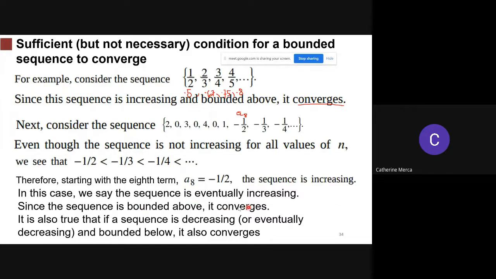So, eventually, this sequence is increasing. Since the sequence is bounded above, we say that it converges. It is bounded above by M, so that is right. So, it is convergent. It is also true that if a sequence is decreasing or eventually decreasing and bounded below, it is also convergent. So, it also converges to that value.